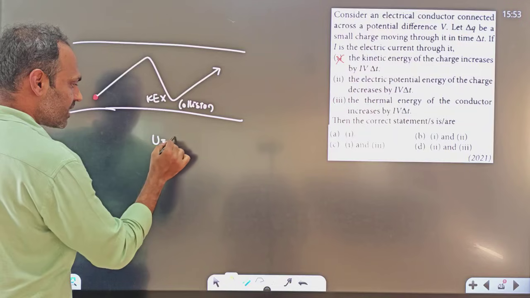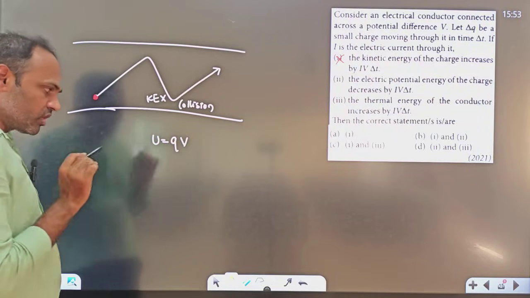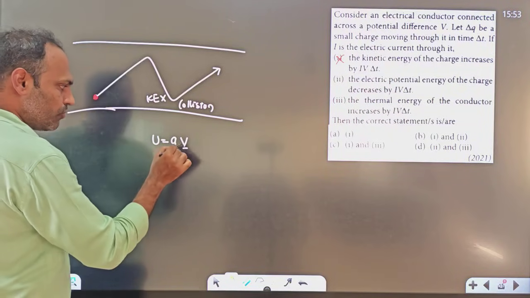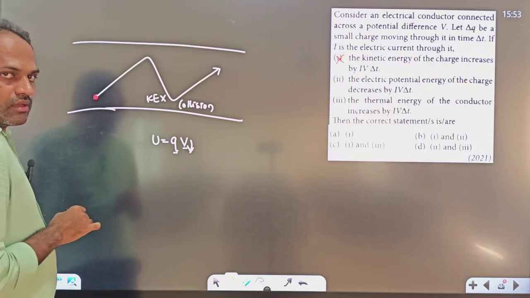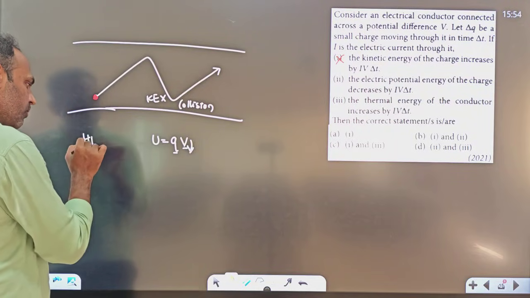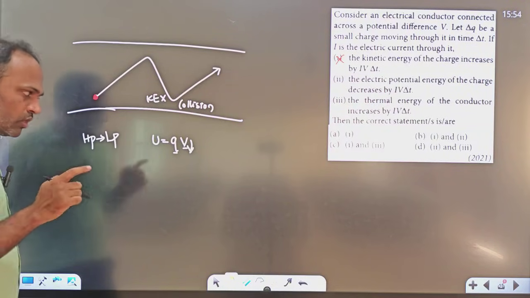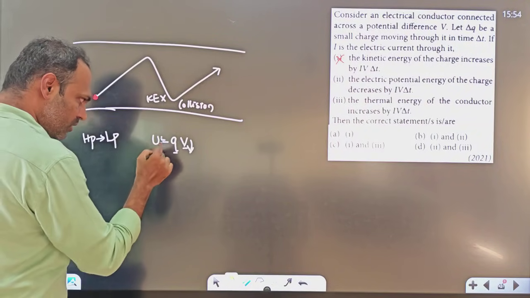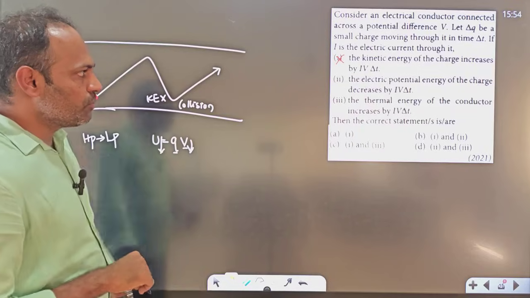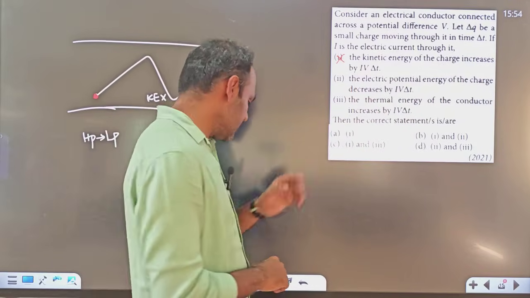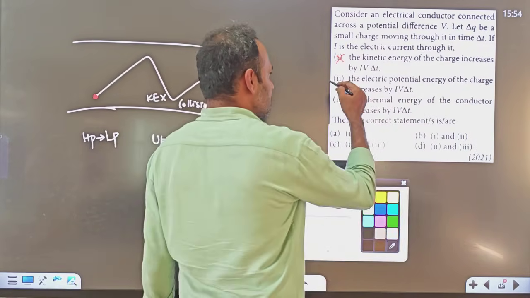Potential energy is Q into V. So V keeps decreasing, because charges will be moving from higher potential to lower potential region. So potential decreases. Hence potential energy also decreases. So they have given that potential energy decreases here. That is correct. The second statement is correct.